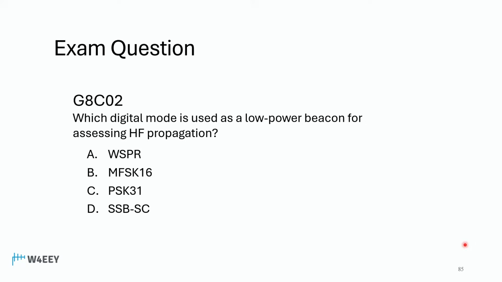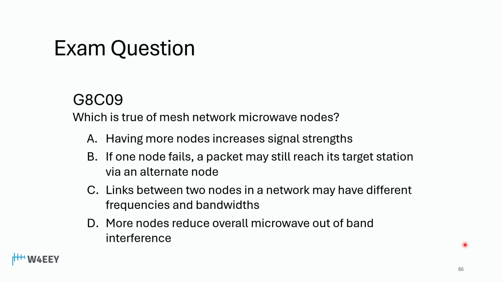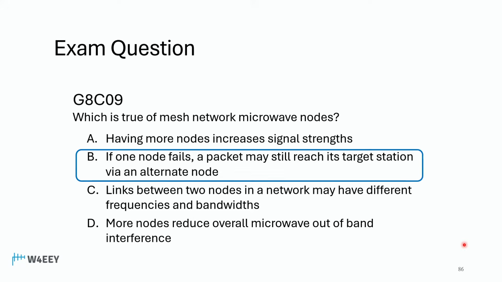Which digital mode is used as a low-power beacon for assessing HF propagation? That's Alpha. It's our two boys whispering to each other. Which is true of mesh network microwave nodes? Bravo. If one node fails, a packet may still reach its target station via an alternate route.